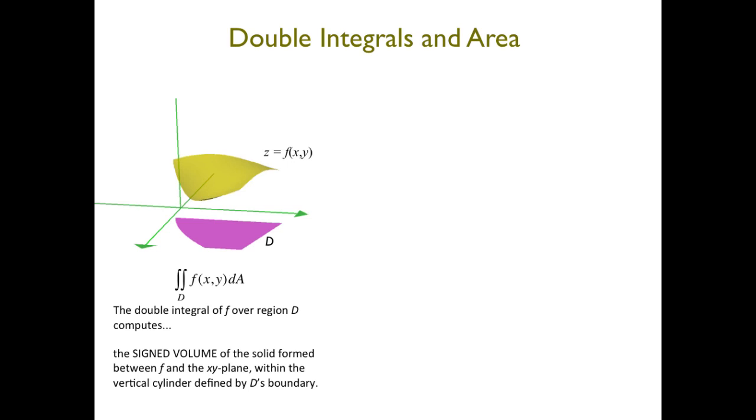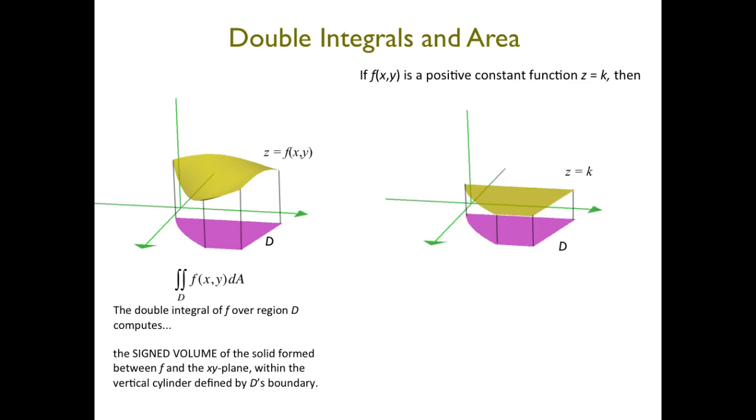Could we talk about using a double integral to find area? We know its meaning is signed volume, but could we use a double integral to find area? So what if we took some positive function, z equals k? Then what would the double integral find? Area of D times k. So it would be a volume, right? This wouldn't be signed volume anymore. If it was a positive value k, it would be the volume of a right cylinder defined by D.